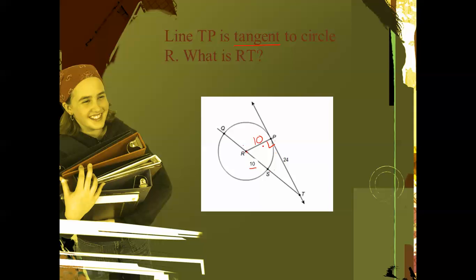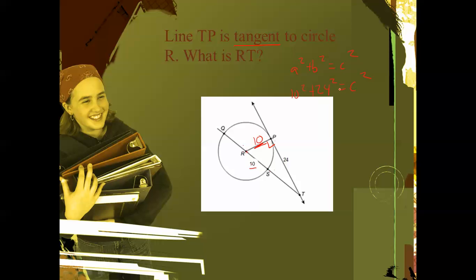So now all we have to do is use the 10 and the 24 and plug that into the Pythagorean theorem. Remember, we're wanting the hypotenuse here. We're wanting RT, so we don't really even need this 10 now. The reason this 10 was here, again, was just to give us this side right here. So we're wanting the hypotenuse, so that's the C. We're going to plug in 10 squared plus 24 squared equals C squared.